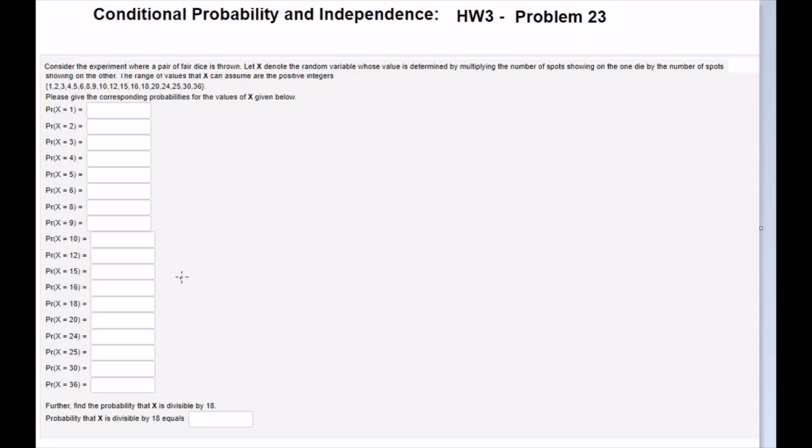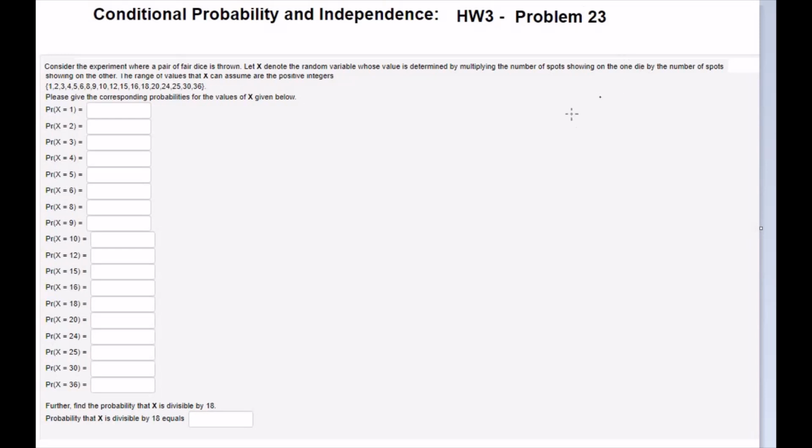Problem number 23. Consider the experiment where a pair of fair dice is thrown. Let x denote the random variable whose value is determined by multiplying the numbers of spots showing on one die by the number of spots showing on the other. The range of values that x can assume are the positive integers. Now we're going to calculate the probability that x can take the value 1, 2, through 36.